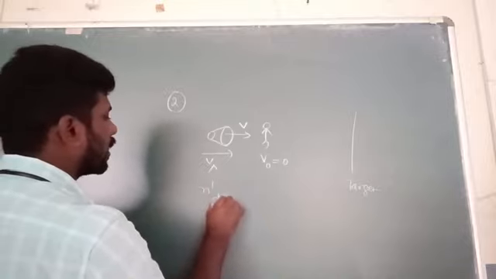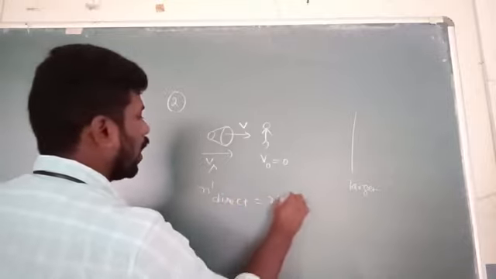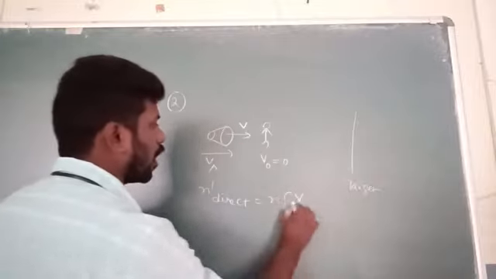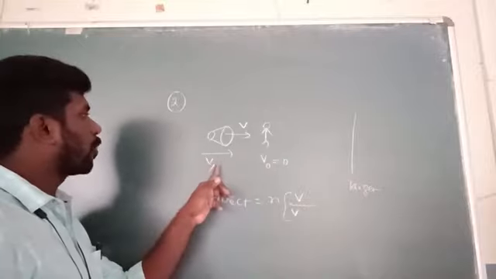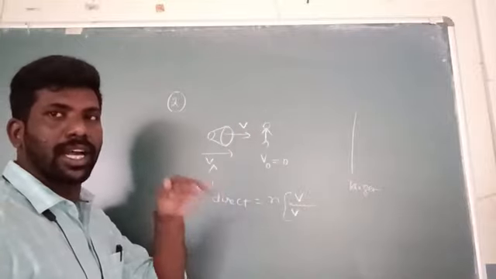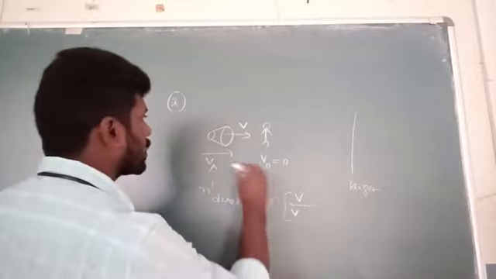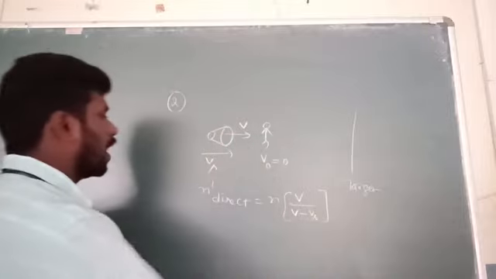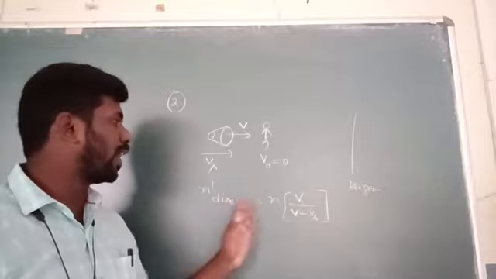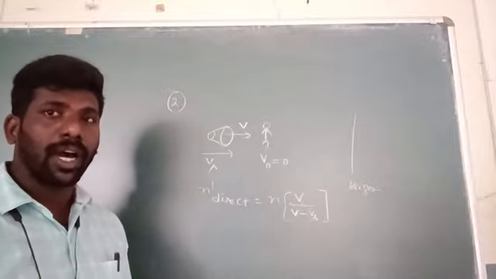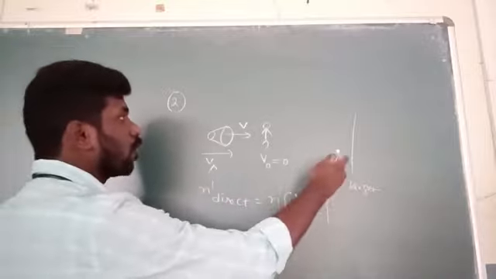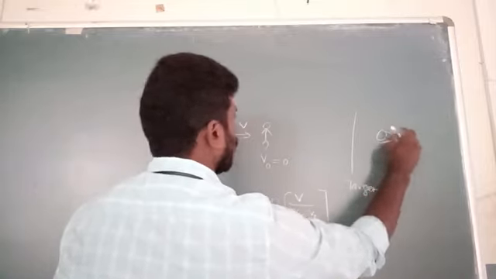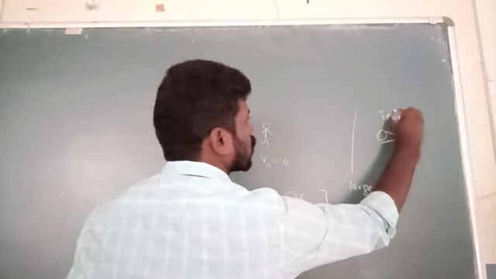N dash direct is equal to n into V over V minus Vs. Here the observer is at rest, so there is no condition for V naught by V. What about Vs? Vs and V are traveling in the same direction, so we can take Vs as positive. Substitute here. This is the direct sound heard by the observer. But here the reflected wave is also coming from the wall. How does it come? It is from an imaginary source.